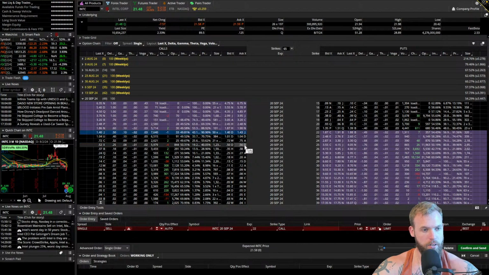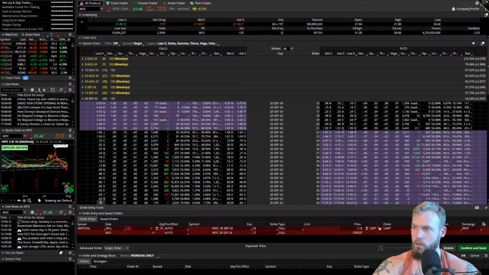Now it gets better if it's wider. So let's do a $5 wide. Oh, clicked the wrong thing, my bad. There we go. So now let's look at a $5 wide, and the probability of making this $1.15 is the same there. This is getting $1.15. So this is still woefully underpaid.